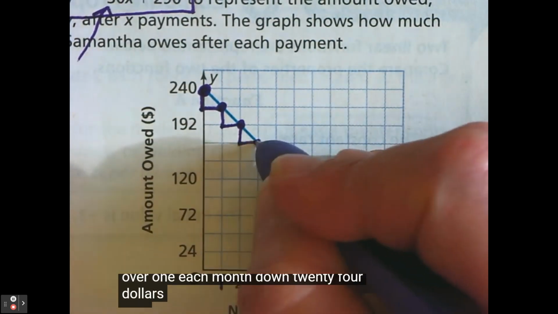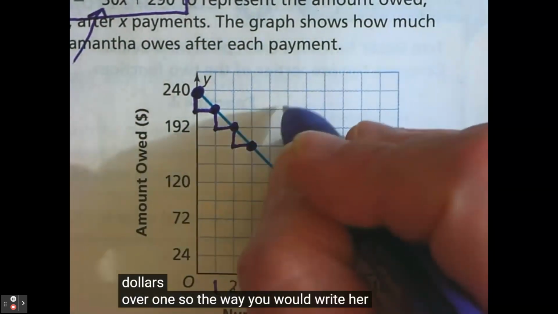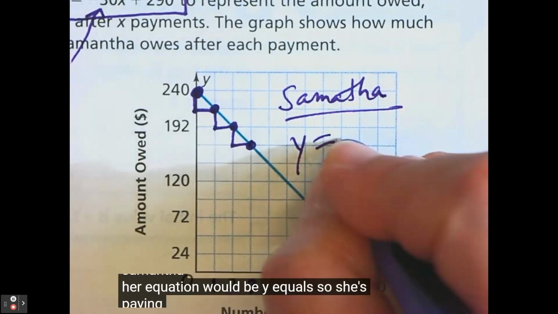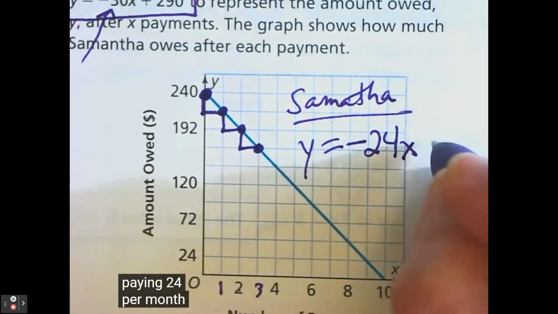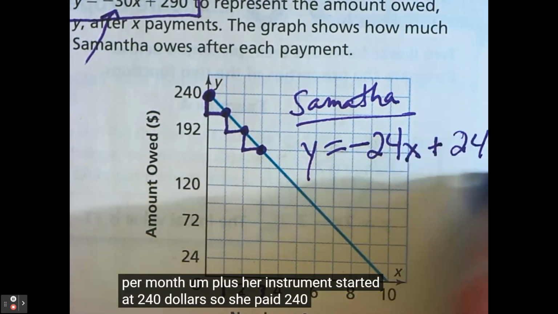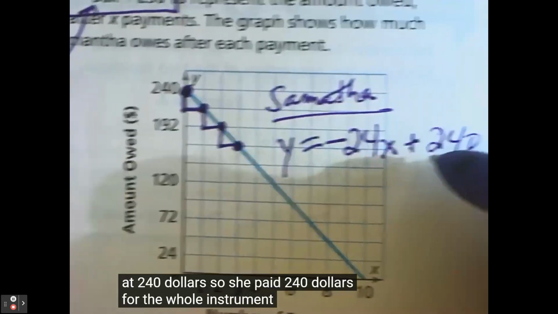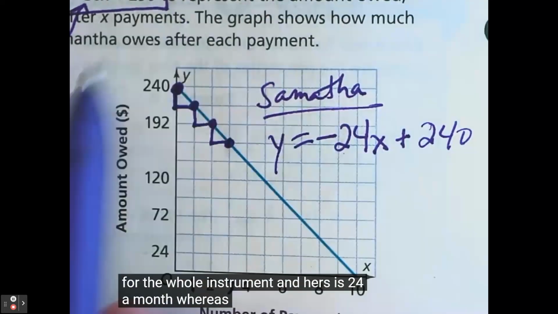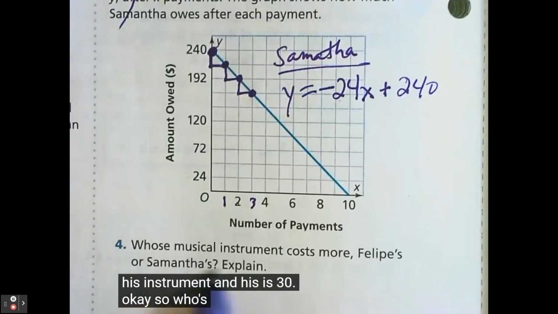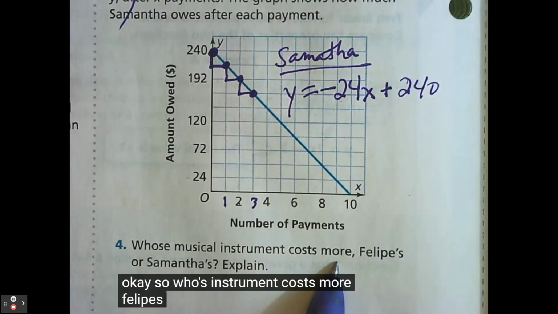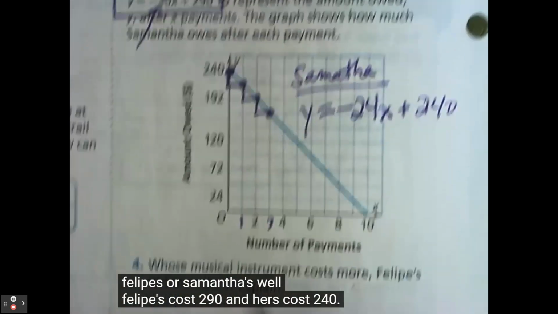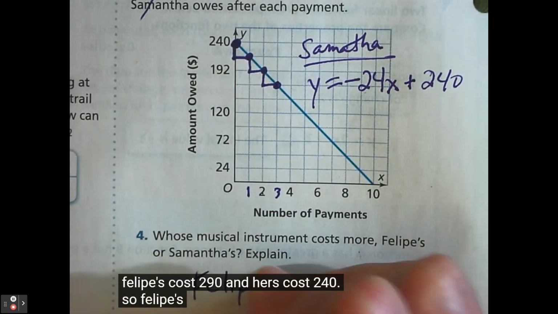Down $24 over 1. So the way you would write Samantha's equation would be y equals, so she's paying $24 per month, plus her instrument started at $240. So she paid $240 for the whole instrument, and hers is $24 a month. Whereas Felipe paid $290 for his instrument, and his is $30. Okay, so whose instrument costs more, Felipe's or Samantha's? Well, Felipe's cost $290 and hers cost $240. So Felipe's costs more.